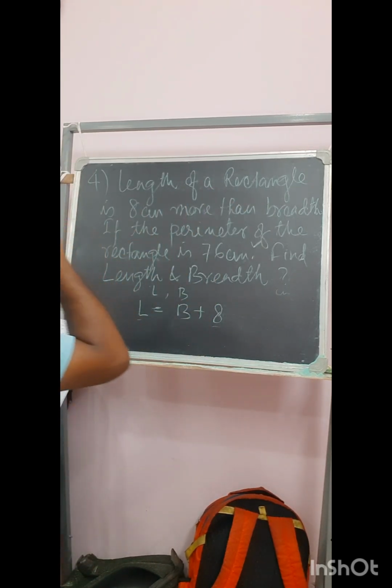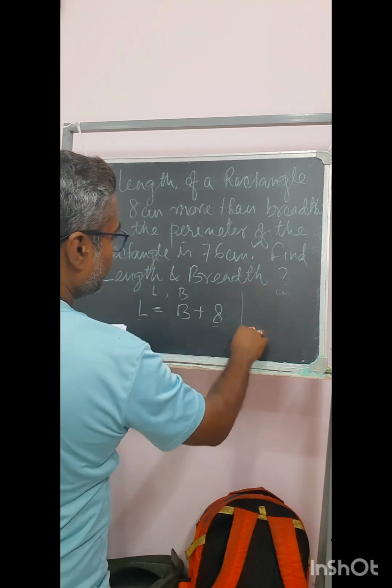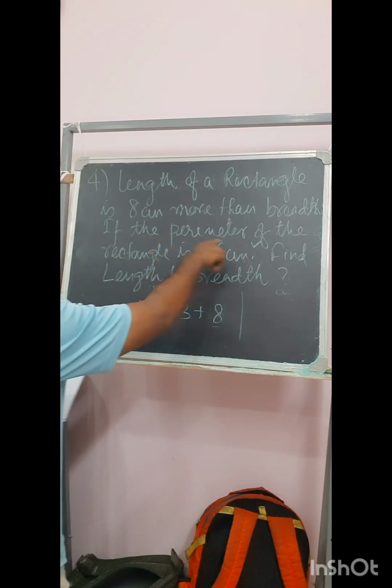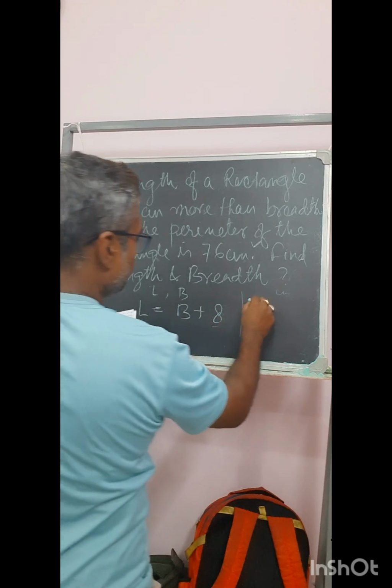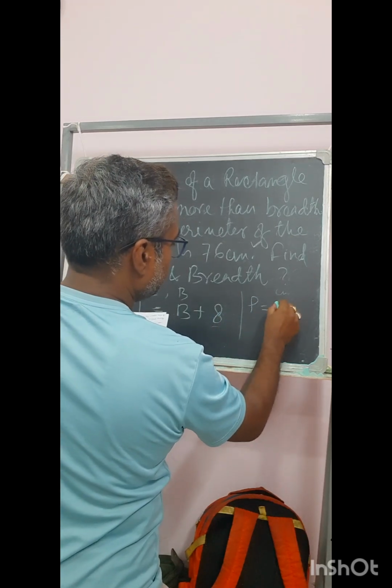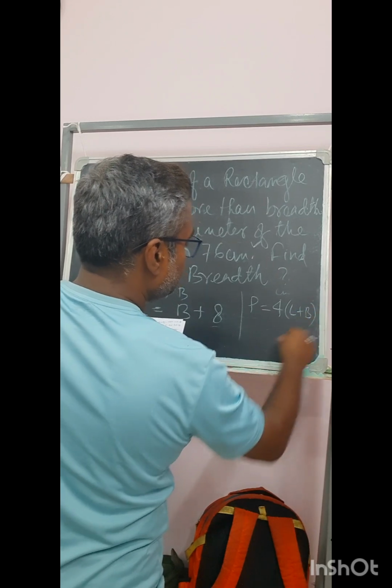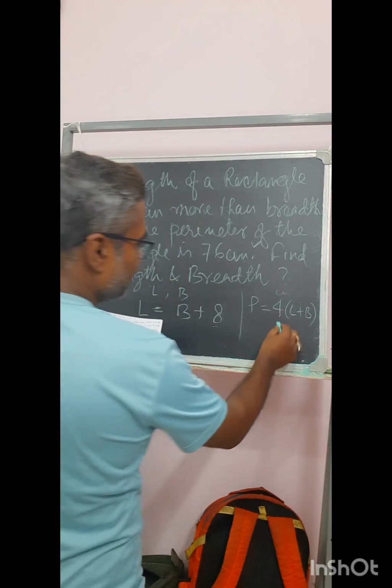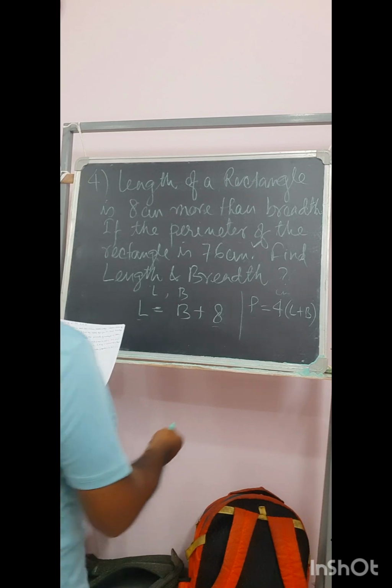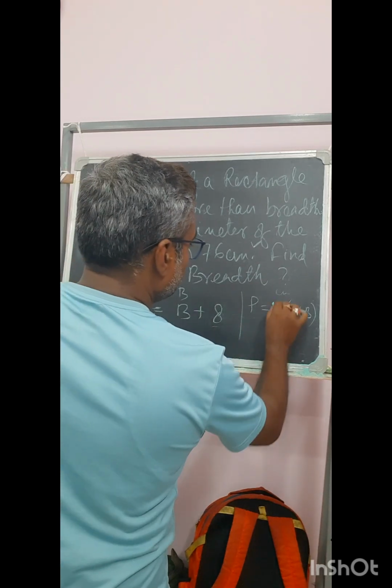Now, as you know, if the perimeter of the rectangle is given, the perimeter is nothing but 2 into length plus breadth. This is also known to everybody. This is a standard formula for a rectangle to calculate the perimeter. Sorry, not 4, it is 2.